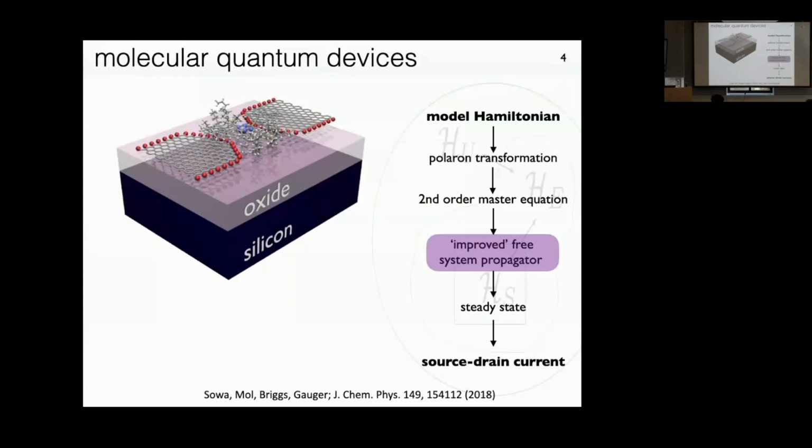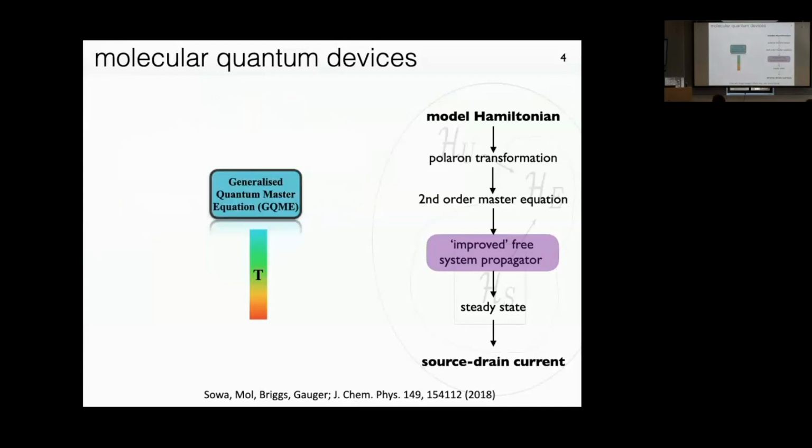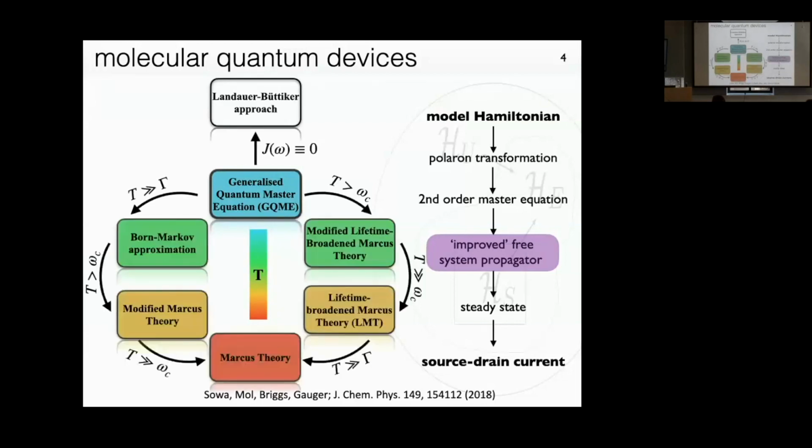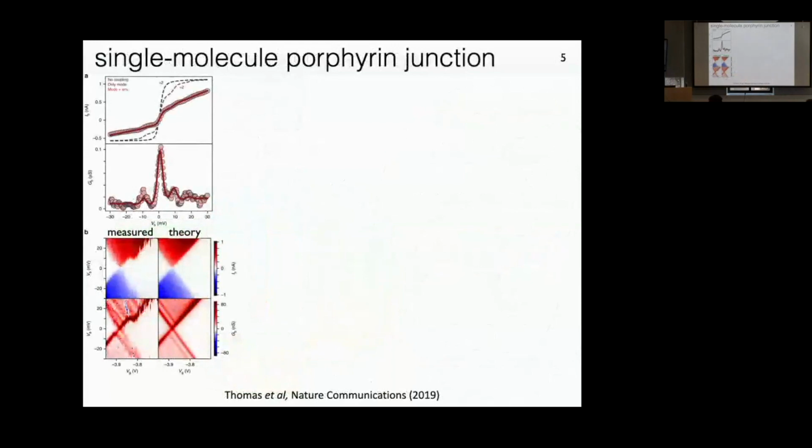What it gave us is something which I'm not showing you. We called it a generalized quantum master equation. We were pleased that we could recover various well-known limits. So that was a nice piece of theory work. Does one need it? Yes, one does.